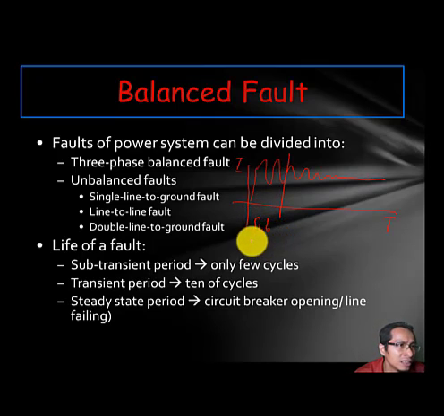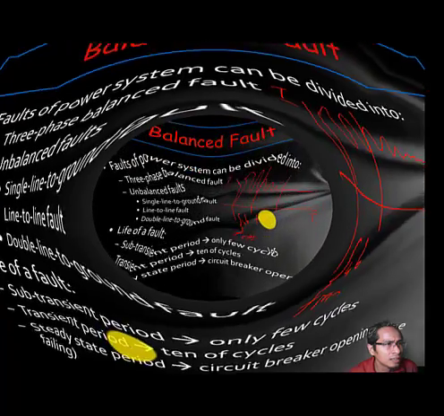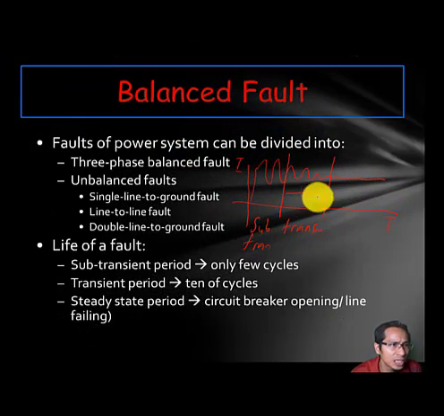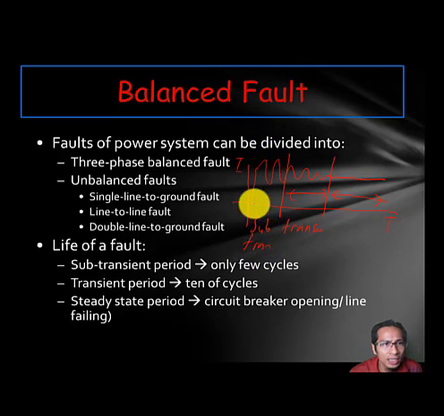Then the transient period, which lasts only a few cycles, maybe tens of cycles, and after that we call it the steady state period. So this is the life of a fault. During the first few cycles, the fault current is very high. It jumps very high and then starts dropping over a few cycles. The fault current reduces during the transient period, and when it reaches steady state, the fault current becomes steady in magnitude. Okay, so this is the life of faults.